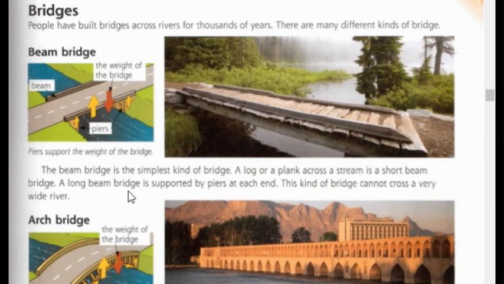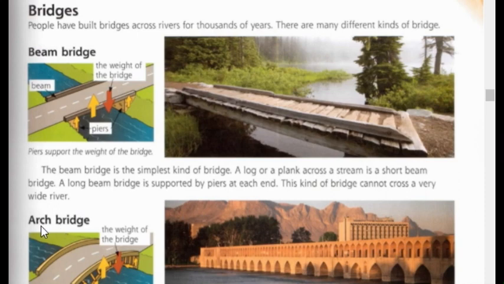A long beam bridge is supported by piers at each end. شوف نهايته هون، النهايات تبعتهم، نحكي إنه هاي النهايات أو هون هاي المنطقة هاي كلها بنسميها piers. This kind of a bridge cannot cross a very wide river. شوفوا كيف this river or this stream is not wide. So these kinds of bridges can only cross a small stream, or a river which is not wide.